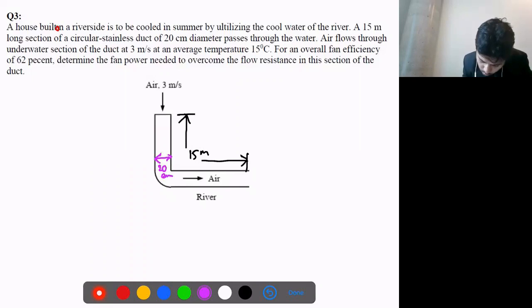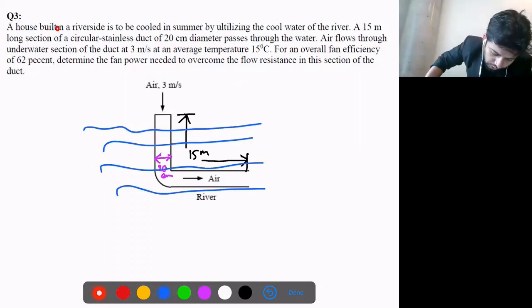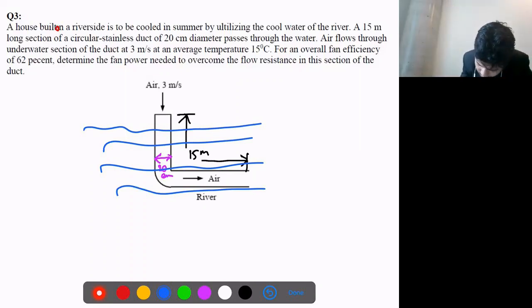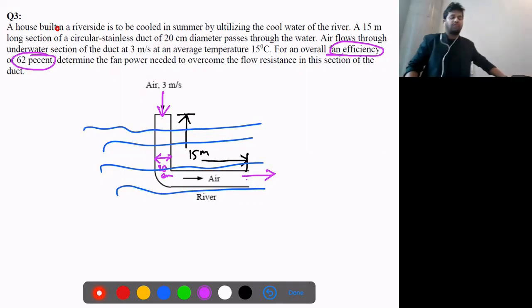It passes through the water, so that means it is kind of inside the water like this. Air flows through the underwater section of the duct at 3 meters per second. So this is how the air is flowing, and the temperature is 15 degrees centigrade. The fan efficiency is given as 62%. So this is the fan efficiency.